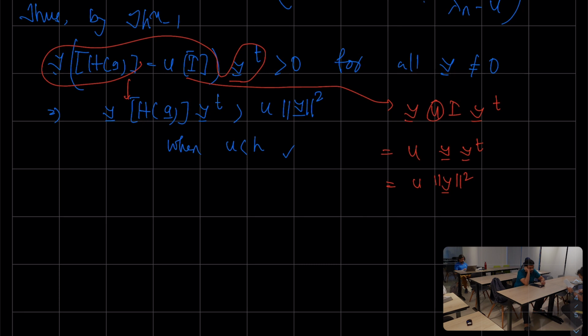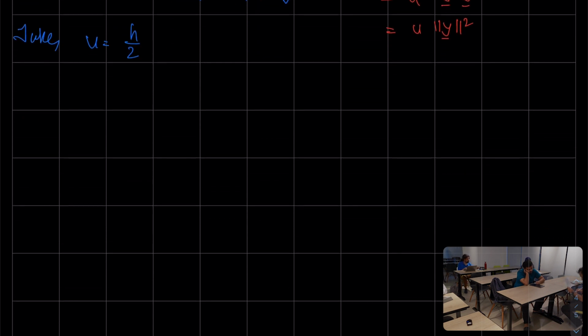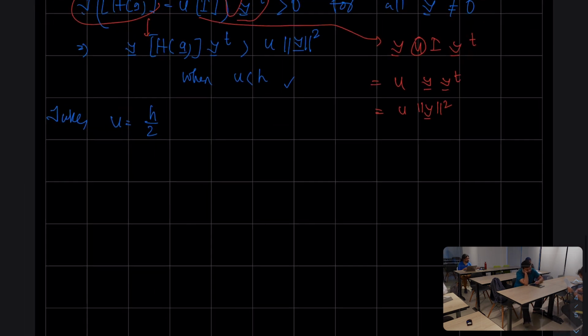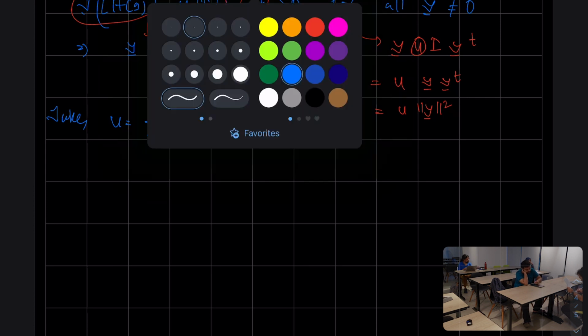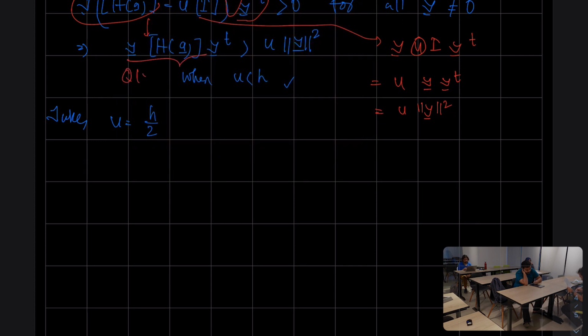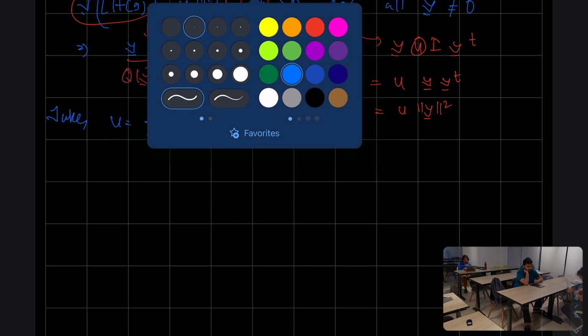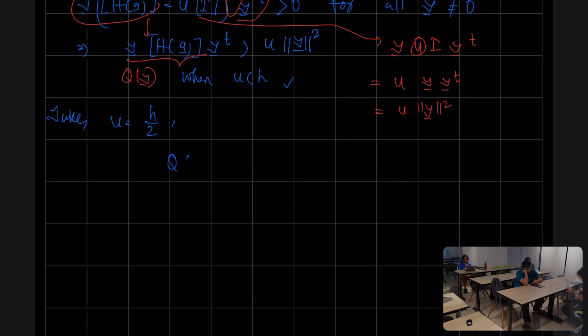Now, because u is less than h, take u to be h over 2. This 2 can be anything, any natural number. Then this will imply, what will this imply? This is nothing but q of u. I could have written q of y in place of this. So if this is true, that means q of y is greater than half of h times the norm of y squared. I'm just substituting the u value here.